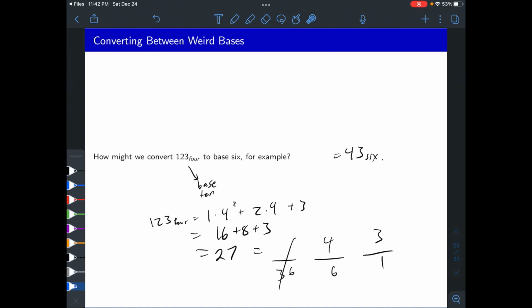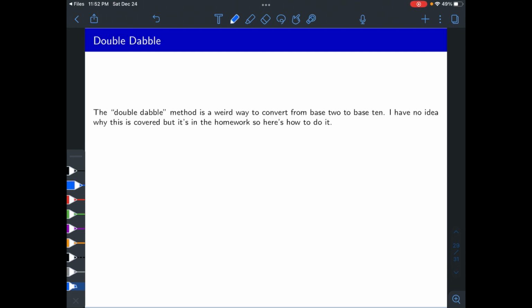and split it up into different types of questions. All right, last thing. I think this is kind of dumb, but it's in the homework, and because there's a homework problem on it, I'm obligated to cover it. It's called the double dabble method. It's just a weird way to convert from base 2 to base 10. We've already discussed a way to convert from base 2 to base 10, but double dabble is another method that you could do.